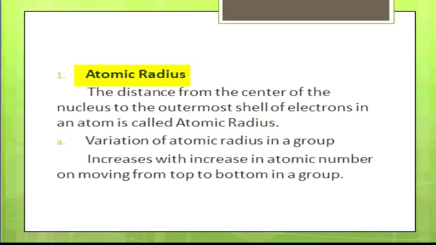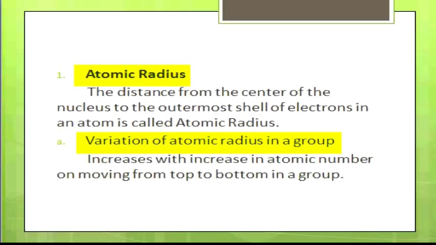First is atomic radius. What is atomic radius? It is the distance from the center of the nucleus to the outermost shell of the electrons in an atom. Atomic radii of diatomic molecules are obtained from bond lengths of diatomic molecules. The direct measurement of atomic radius does not provide an accurate value since the electrons do not move around a nucleus at a fixed distance from the nucleus.